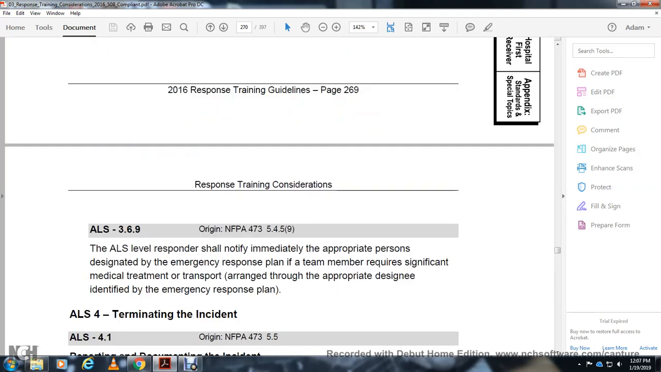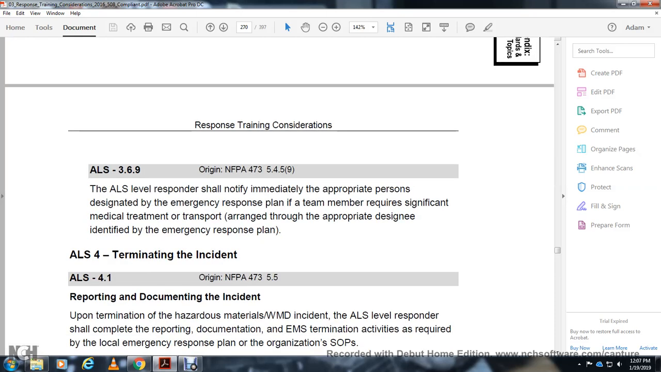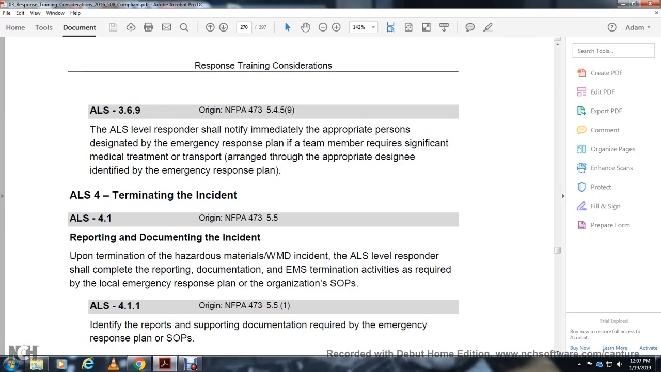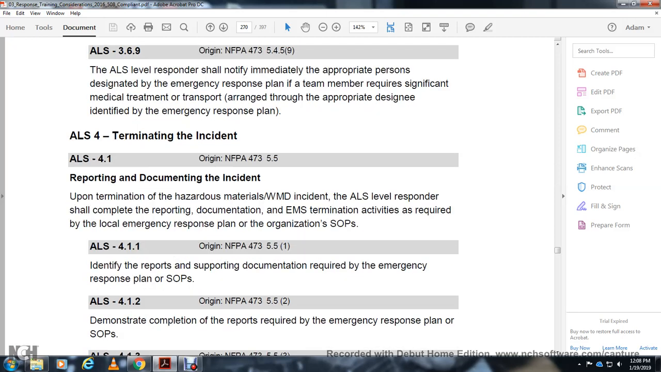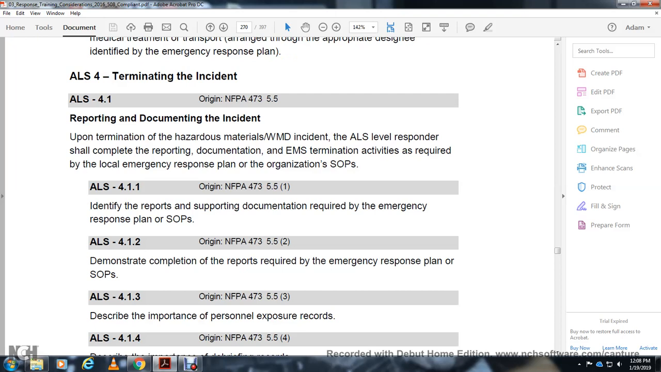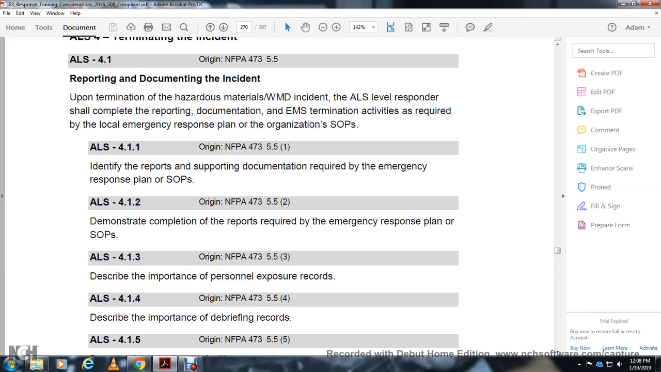Advanced life support level responders should notify the appropriate personnel of the designated emergency response plan team if a member requires significant medical treatment, and arrange transfer according to the emergency response plan. Advanced life support responders shall also complete the reporting documentation upon determination of the weapons of mass destruction incident, including emergency medical activities required by the local emergency response plan and standard operating procedures, and determine the supporting documentation and reports required by the emergency response plan and standard operating procedures.